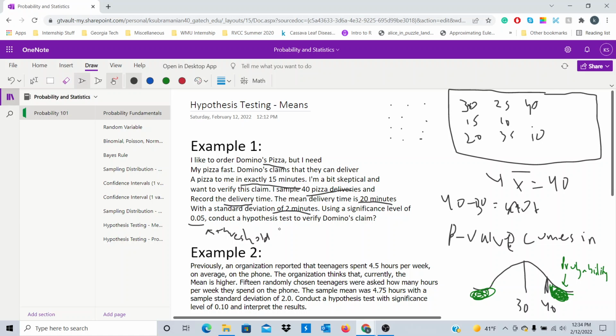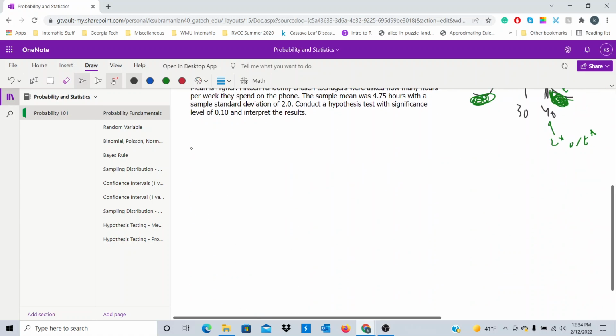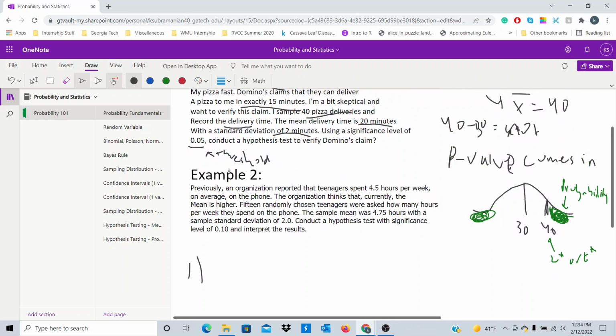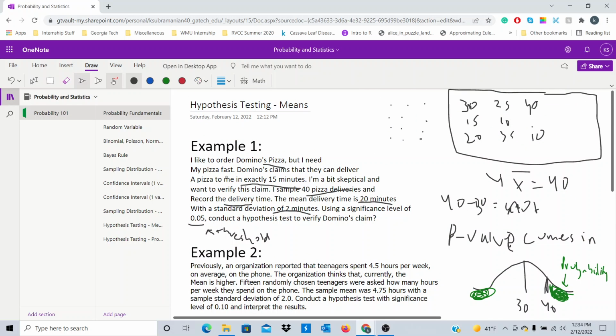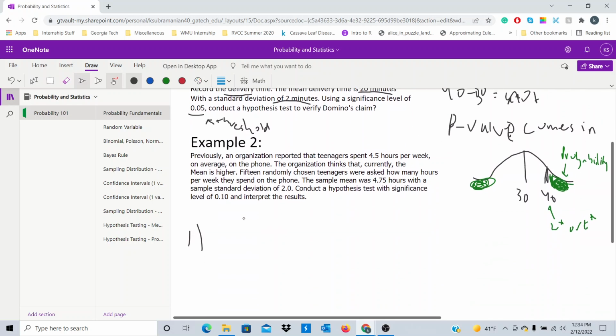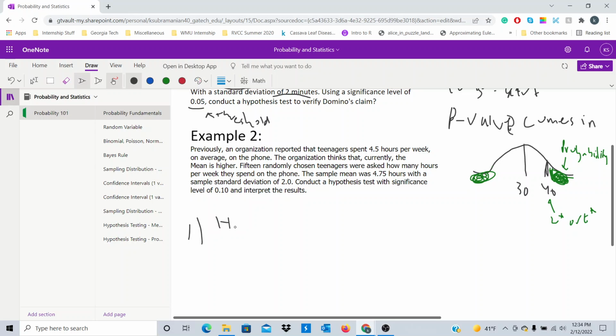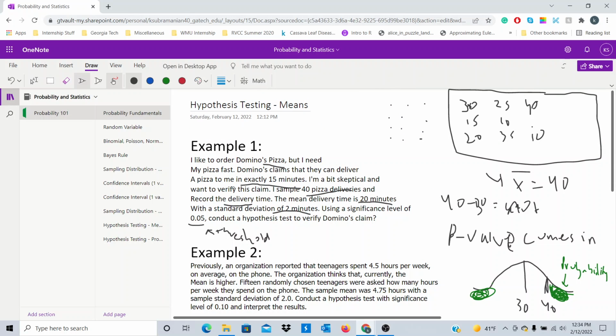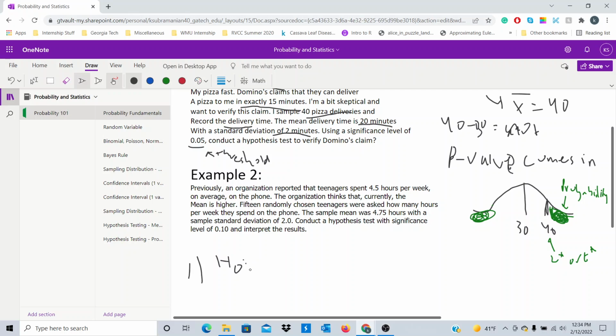So how we set up hypothesis testing is to determine what we call the null hypothesis versus the alternative hypothesis. The null hypothesis is denoted by H naught. The null hypothesis is essentially the claim that we're told, right? So in this case, Domino's says that they can deliver a pizza to me in exactly 15 minutes. So mu equals 15. This is the claim that we're testing.